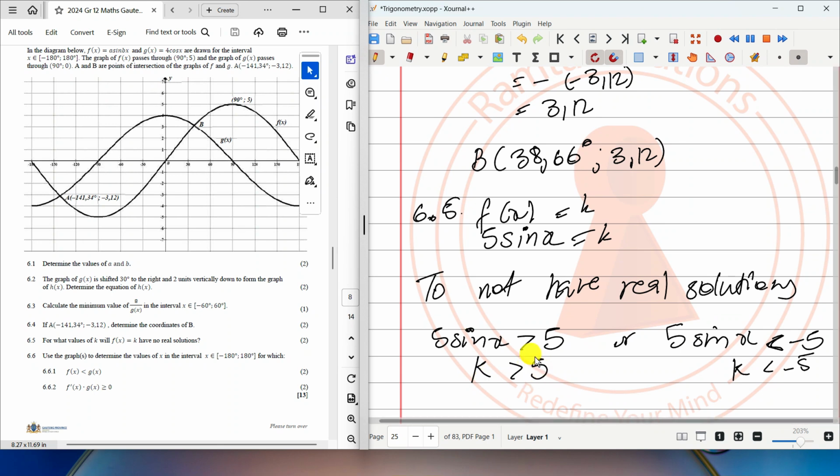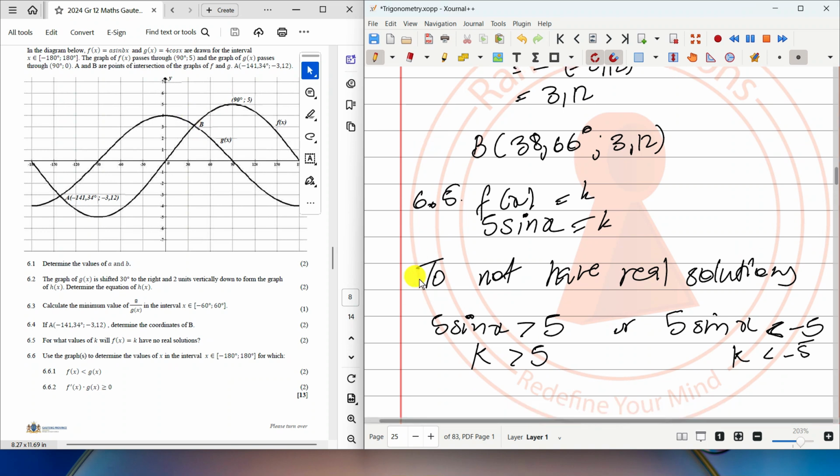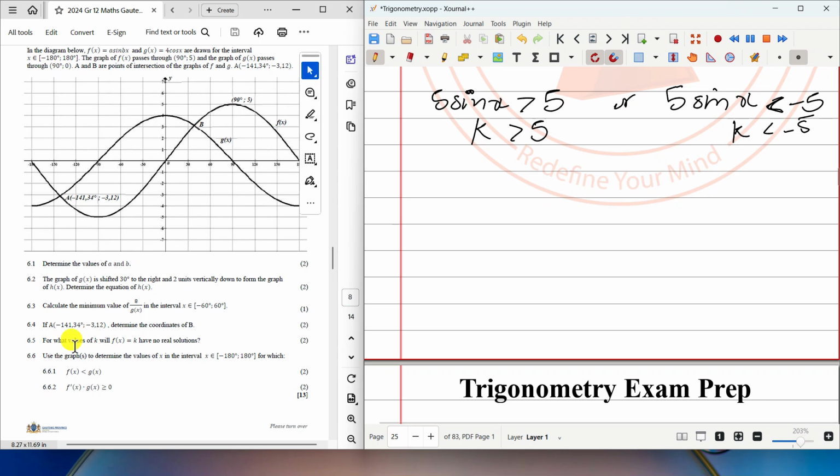Okay, guys, remember, for you to get solutions, k must be between -5 and +5. If it's below -5, trust me, you won't get a solution. If it's above +5, you won't get a solution as well. Okay, perfect. Now, I'm sorry, this particular question I don't like.